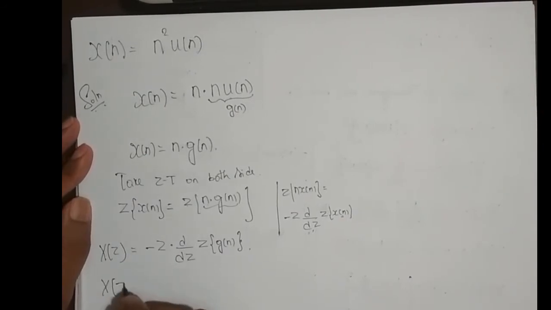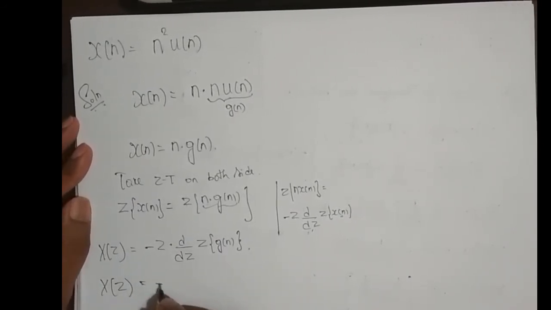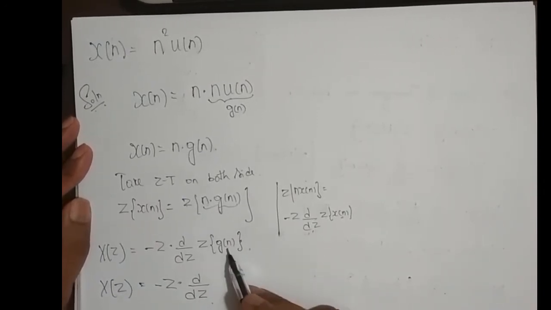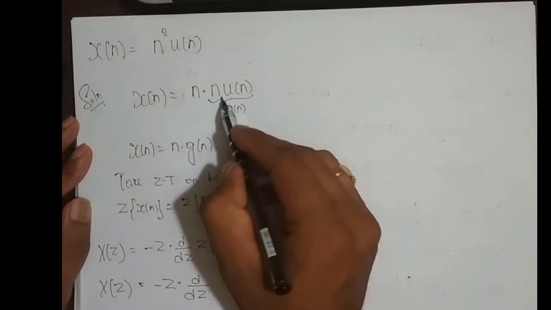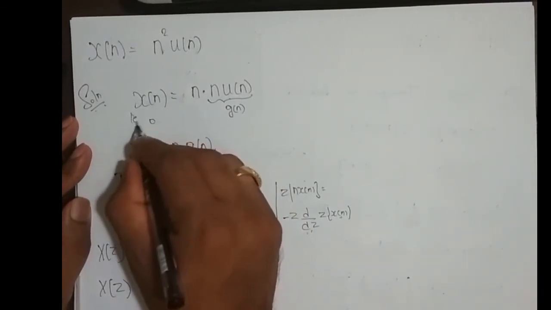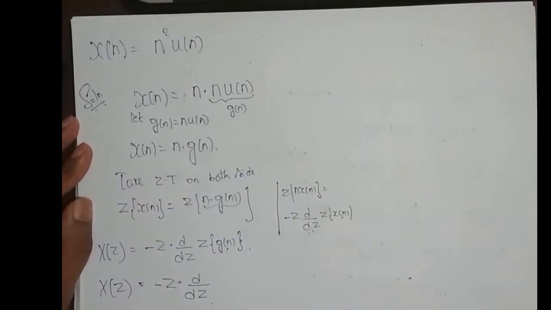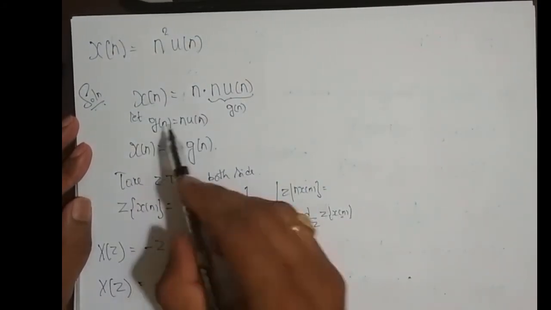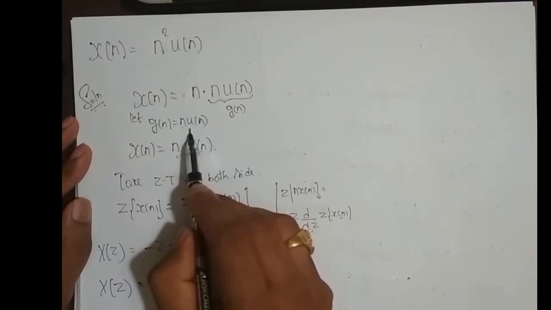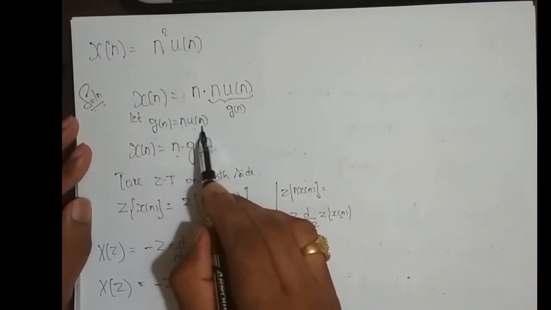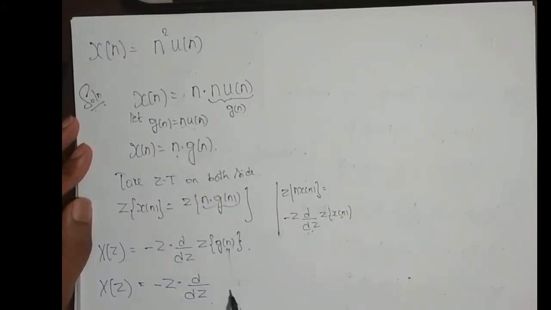Fine. So X(z) is equal to minus z into d/dz of, now I need to find the z transform of g(n). Okay, and what is g(n)? We called g(n) as n into u(n), right? So I'll write it here. Let g(n) be equal to n into u(n). Fine. So you have to find the z transform of n into u(n) and then apply that here.